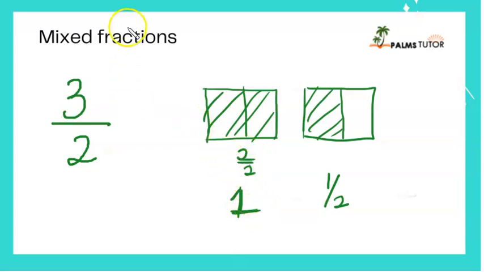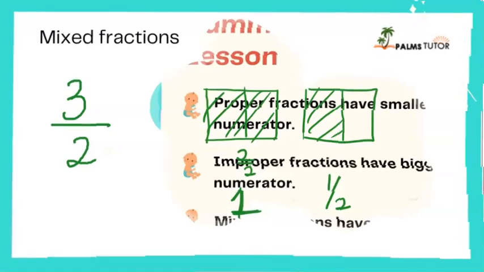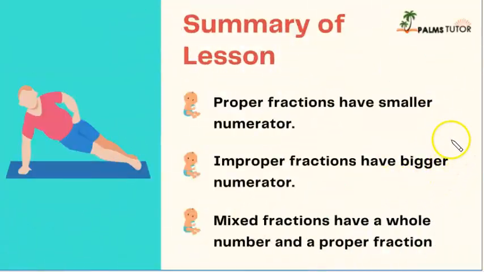So mixed fractions have whole numbers and a proper fraction. And that's the way we write improper fractions. We do not leave our fractions as improper because it's not proper for them to be expressed as such. So let's say what we have learned today: proper fractions have a smaller numerator. Just look at the numerator. Improper fractions have a bigger numerator, and mixed fractions have a whole number and a proper fraction. In the next lesson, we'll see how to change from one fraction form to another.